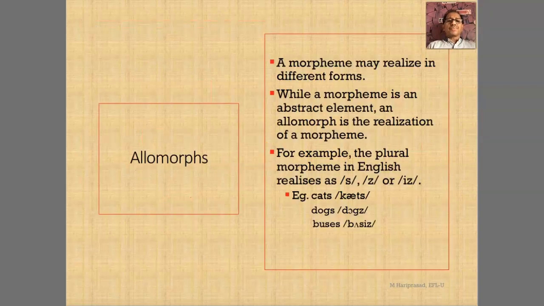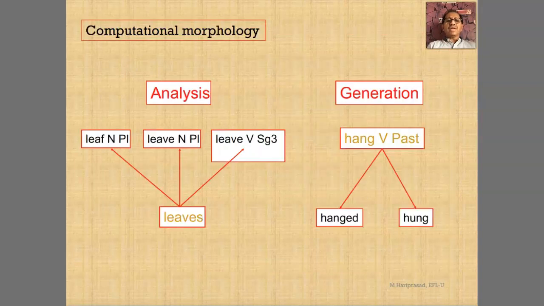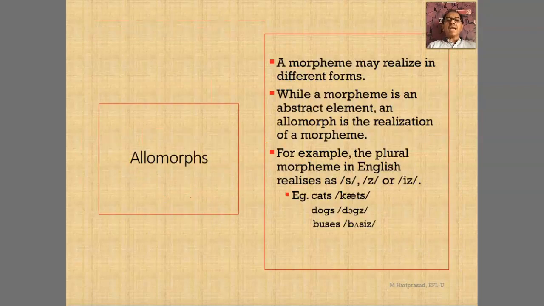Now let's look at allomorphs. In fact, when we are analyzing the words, we have said S as the plural marker, right? S as the morpheme, but the morpheme may have different forms on the surface. That is, a morpheme may realize in different forms, and those forms are called allomorphs. So a morpheme is an abstract element, whereas an allomorph is the realization of a morpheme.